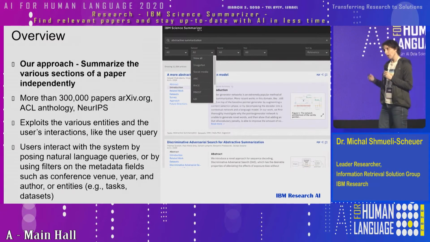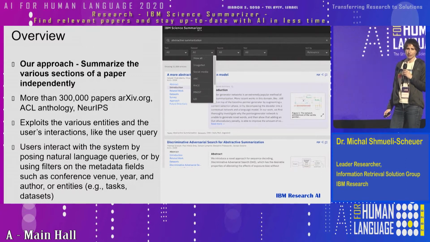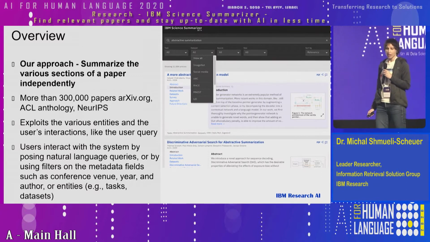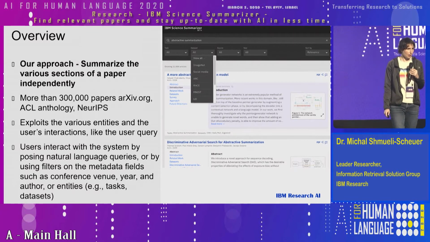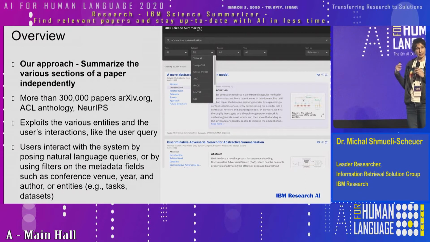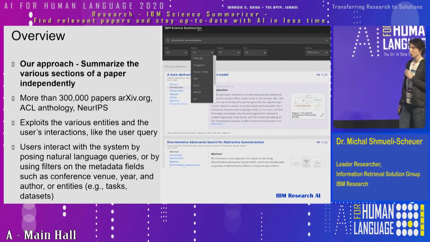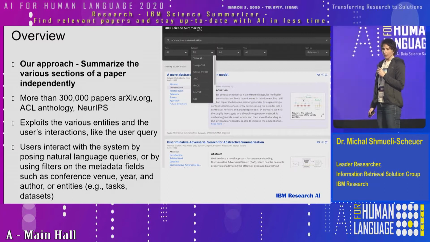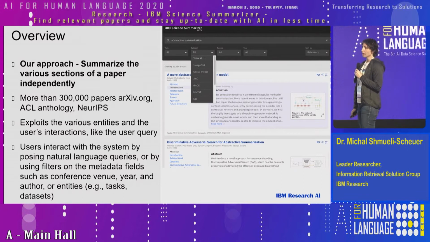Okay, so having all in mind, we designed and implemented the IBM Science Summarizer, where our approach was to summarize the content per section, and I will explain a little bit again later about what that means by section. In our system, we have more than 300,000 papers that we get from arXiv, from the ACL anthology, NeurIPS, and so on.